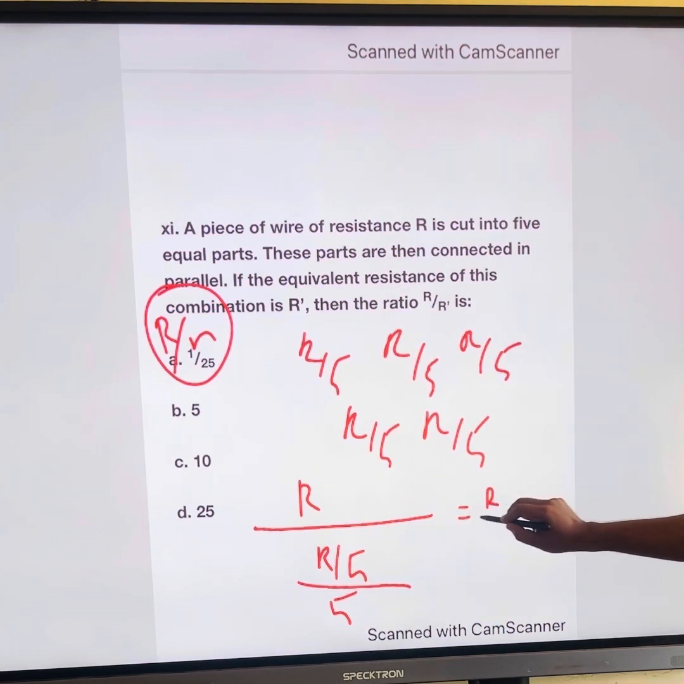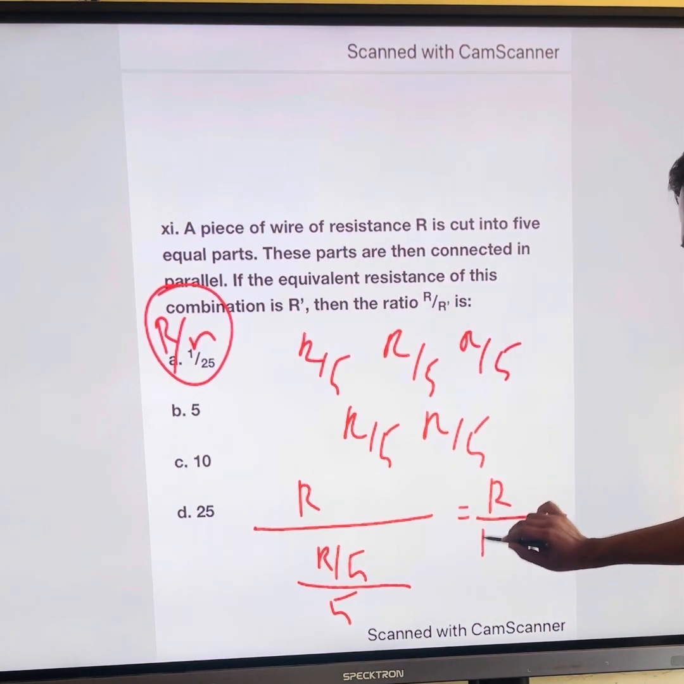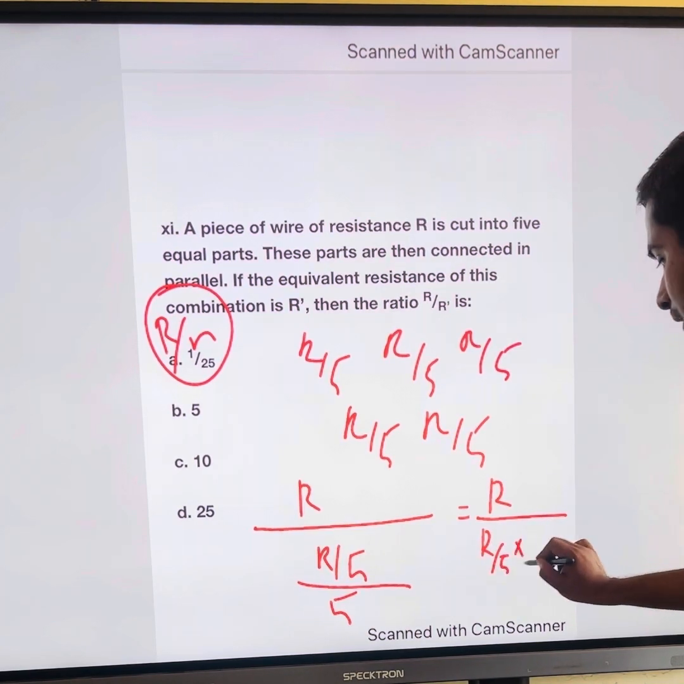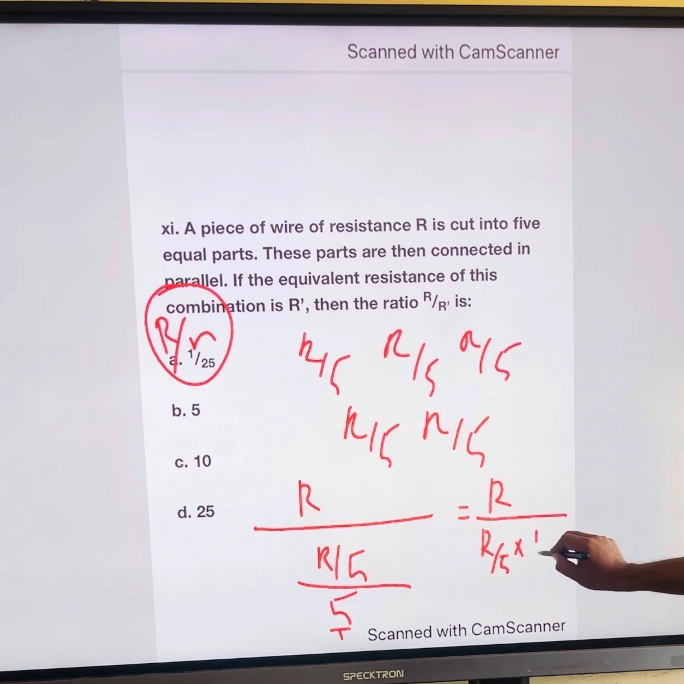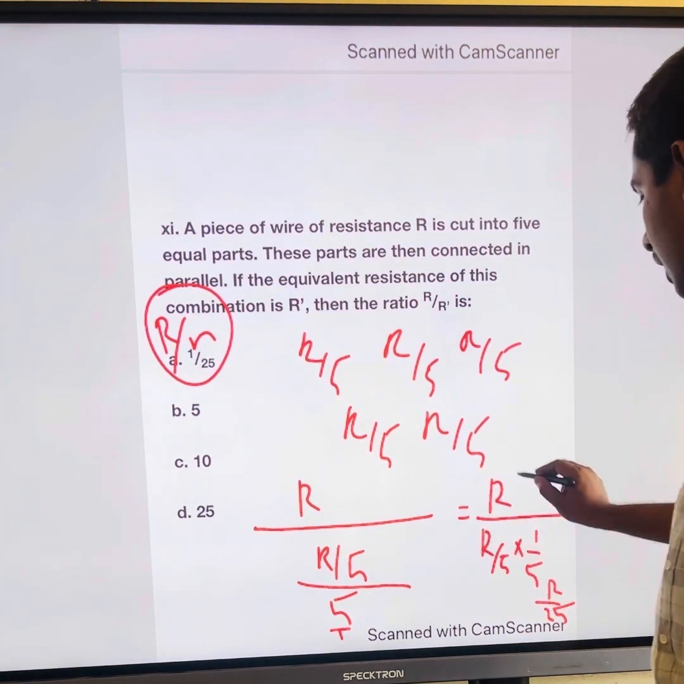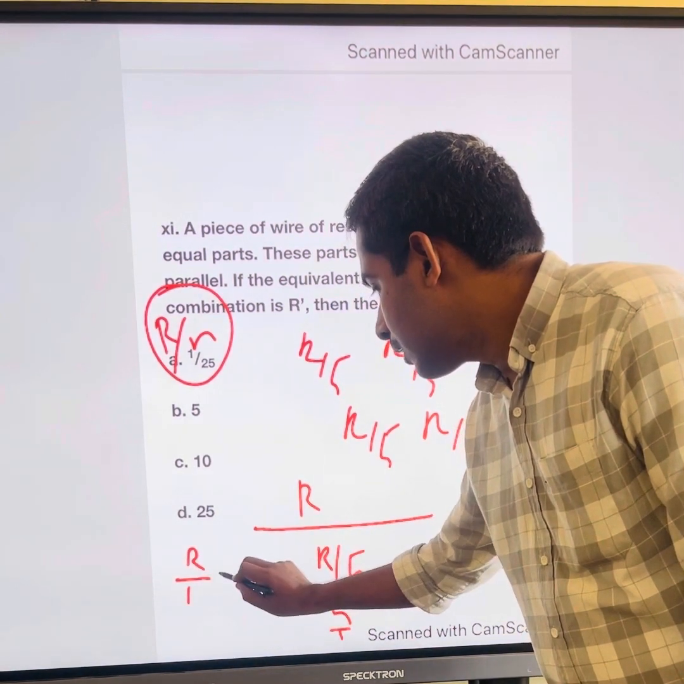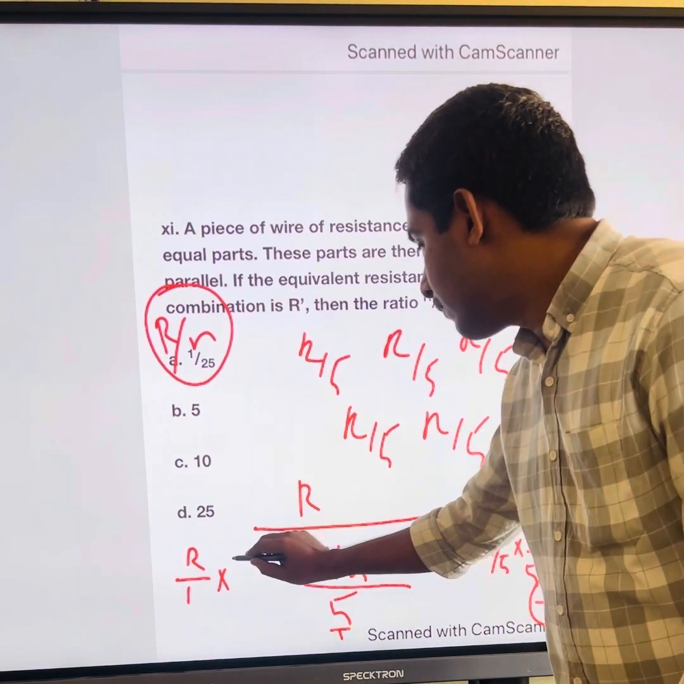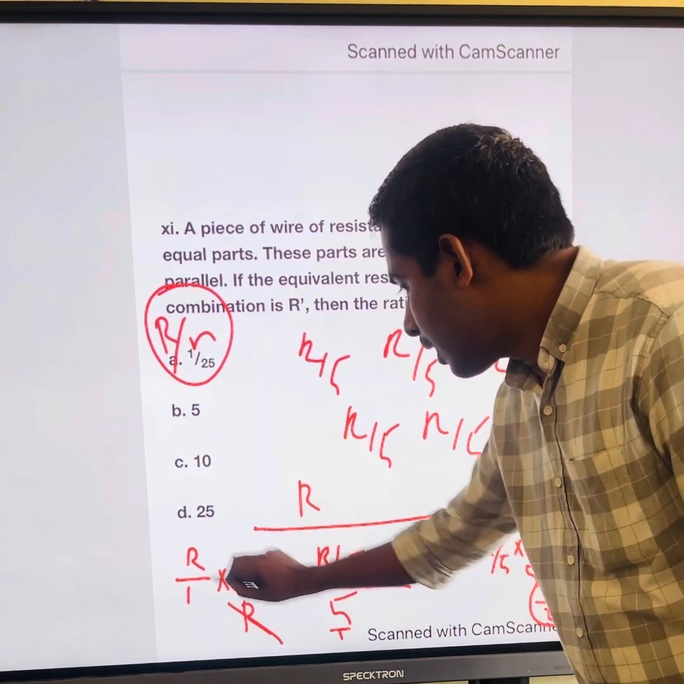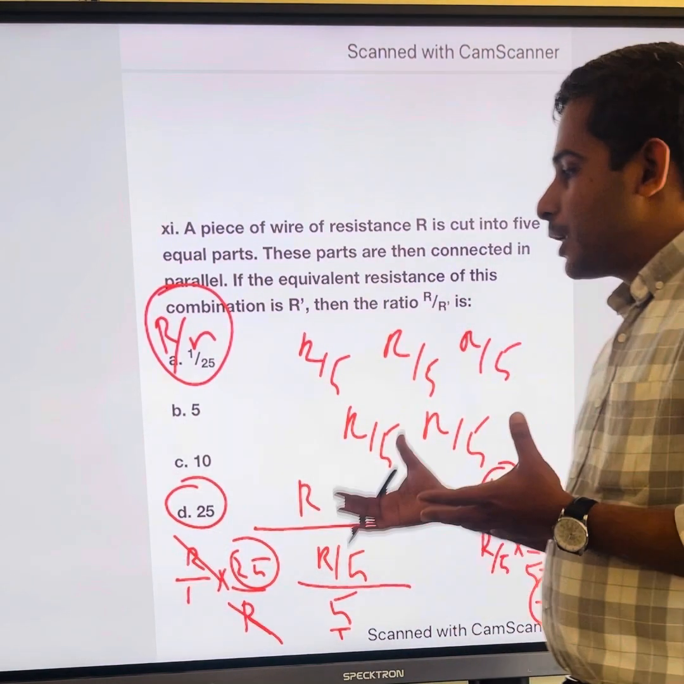R by the effective value, just opposite, will come. Put it like this: R divided by R by 5, then into 1 by 5. So here that will come R by 25, right? R by 25. Then from here, upside we have R, downside we have R by 25. So R into 25 will come upside, divided by R, which will get cancelled. So the final answer will be 25. So very easily we can do this question.